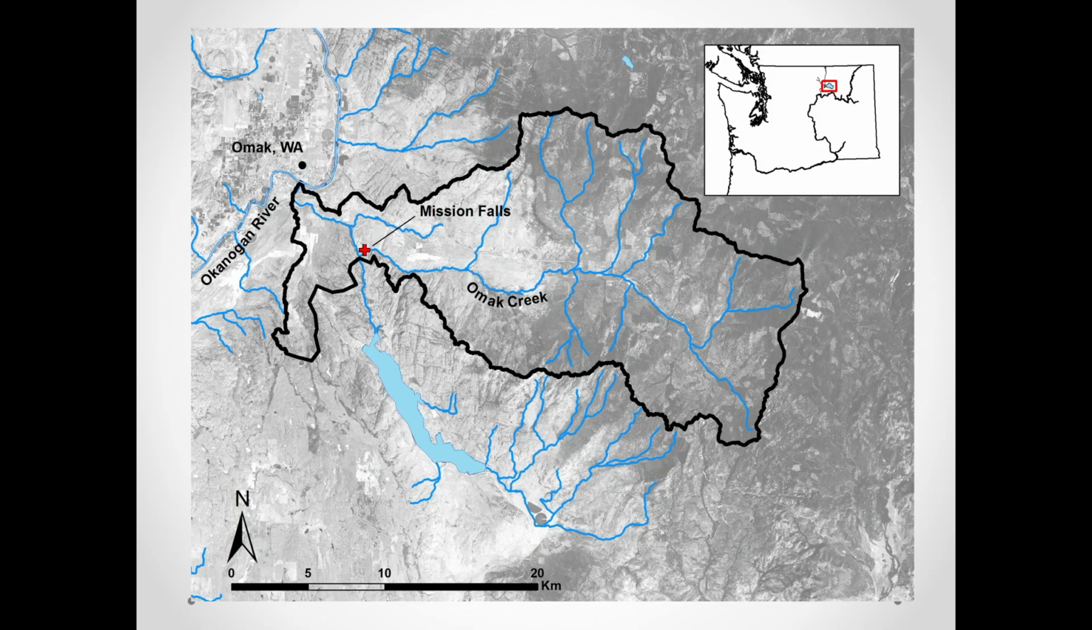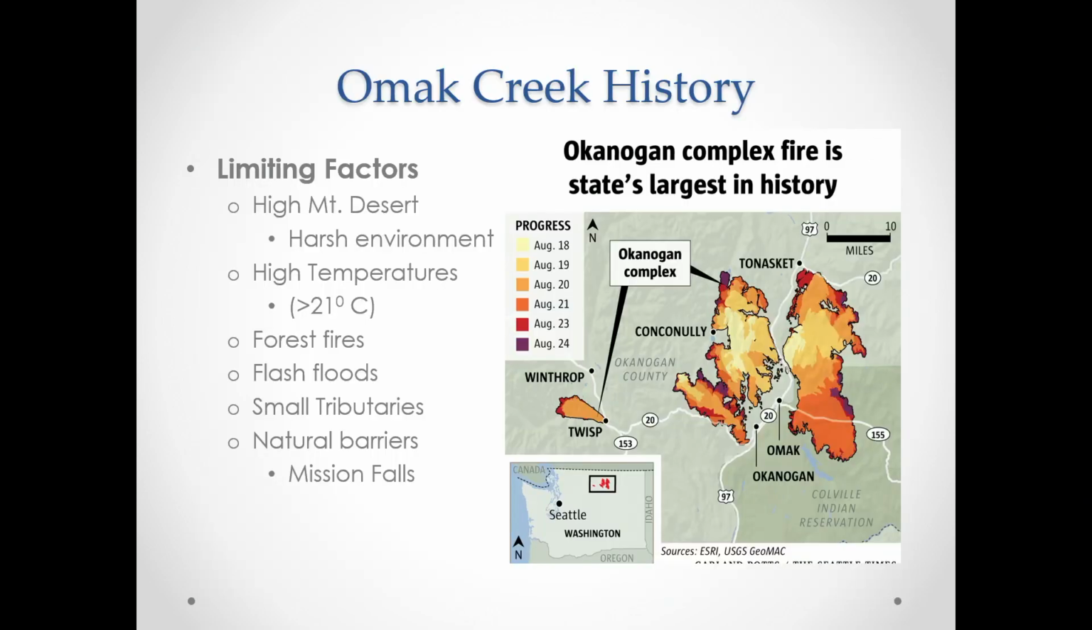So where are we located? We're located in north central Washington. The Okanagan River is kind of the last place for steelhead to migrate to spawn in the lower 48. And we're located on Omak Creek. You can see the little red dot is Mission Falls. That's where we release fish. And then they go out to the Okanagan and then into the Columbia.